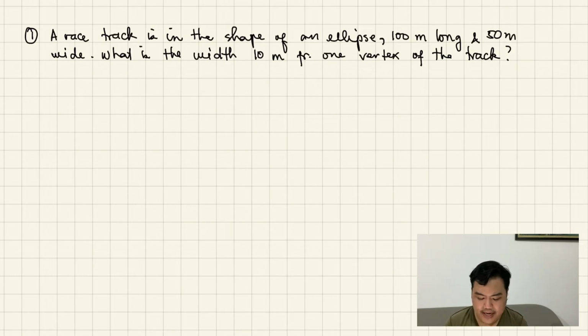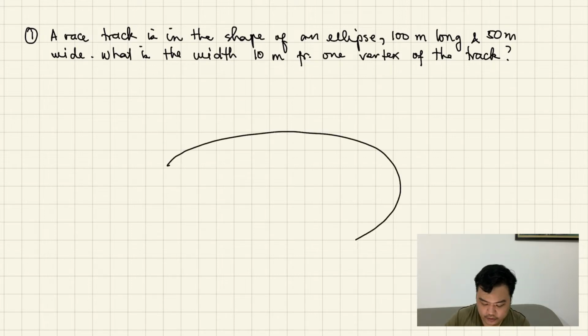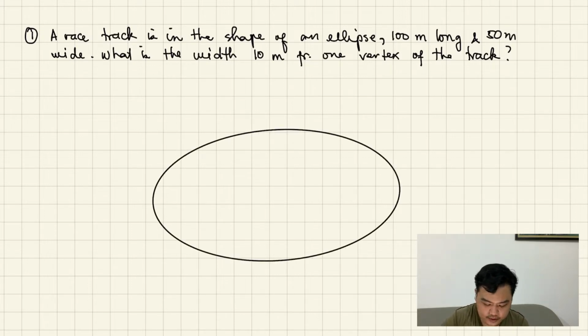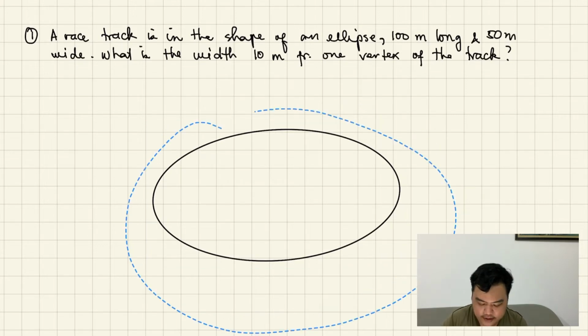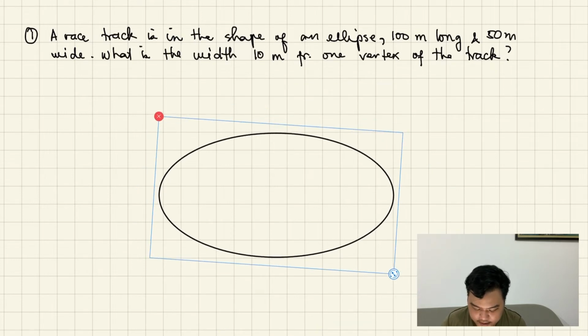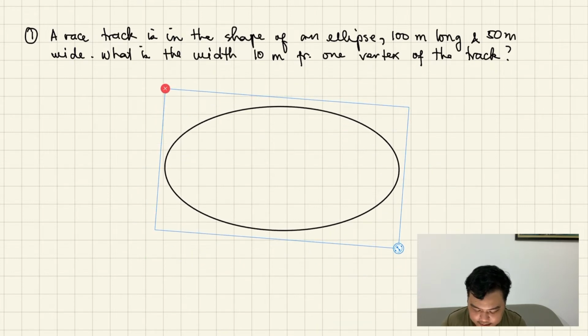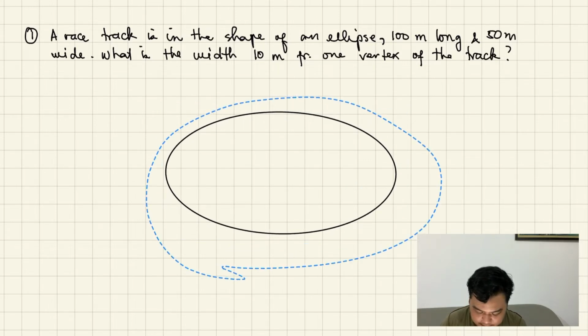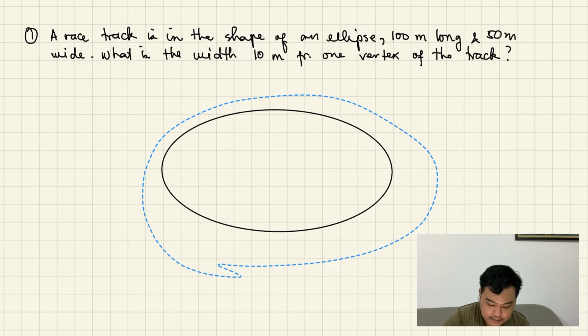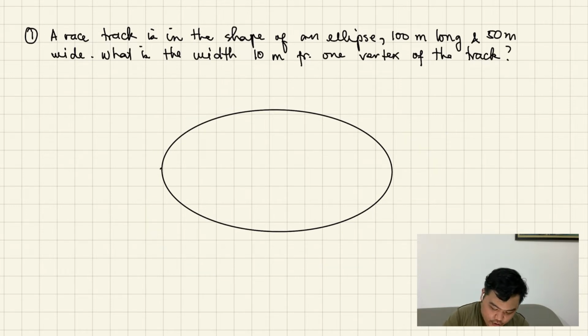So kung mai-imagine niyo, ellipse daw yung shape nung track. So ganun siya ginawa nung engineer, hindi straight. Okay, ganun niya dinesign yun. So yan ang ating ellipse. Resize lang natin para pleasant siya sa mata. Sabi, 100 meters long, that is 100 meters and 50 meters wide.